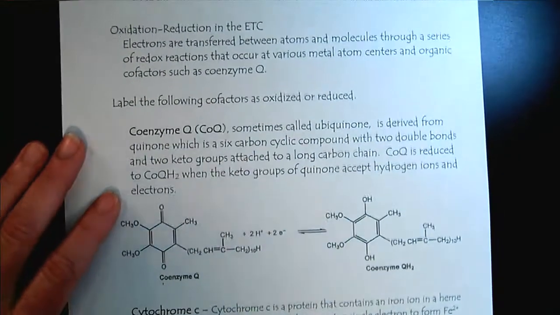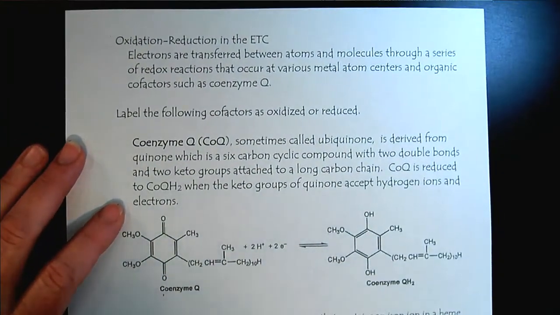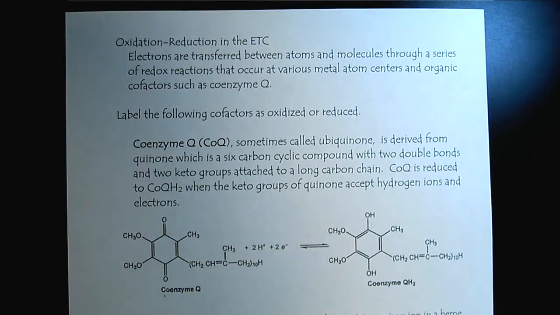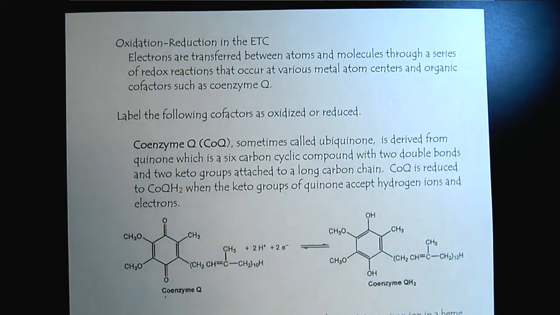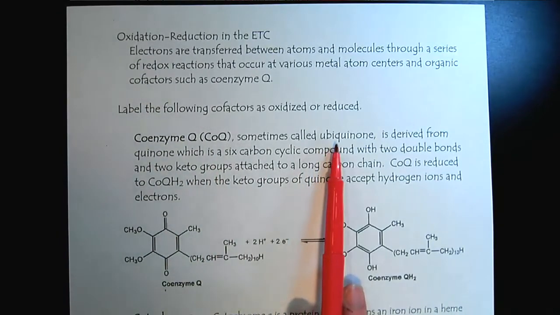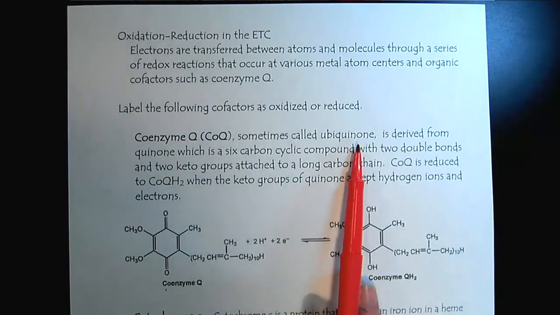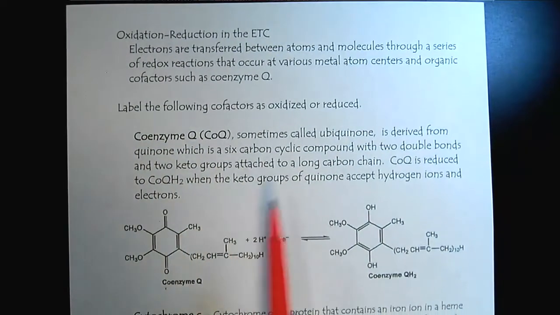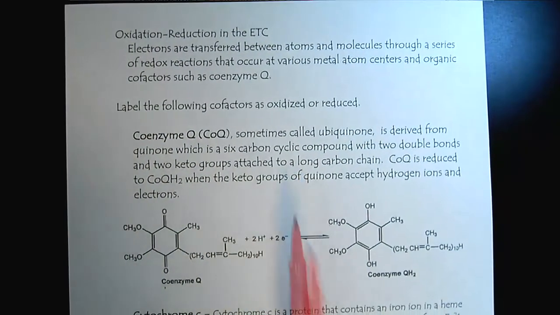Okay, so alrighty. So the coenzyme Q and the cytochrome C are important because those are the mobile proteins that are needed for the fully functioning electron transport chain. So coenzyme Q is also called ubiquinone because it is so ubiquitous within our body.